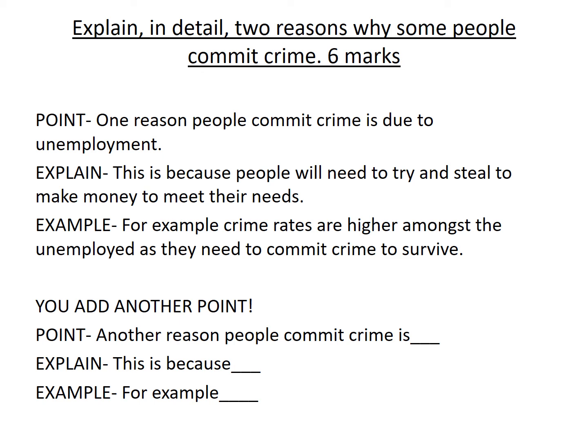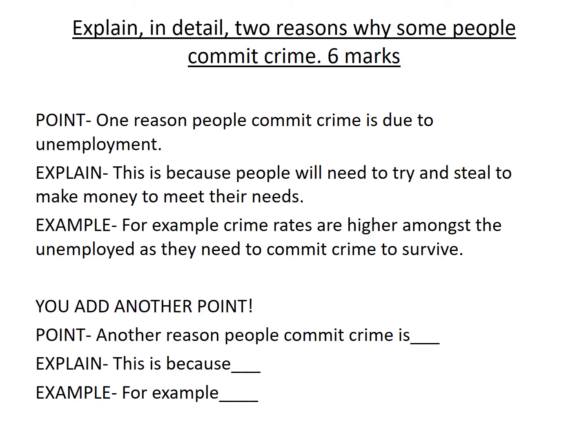So you just need to add another point in. So another reason people commit crime is, so try and give another reason, this is because, and then try and give an example. So think about what we discussed at the start in terms of why people commit crime. Use your case studies, use your categorisation of the reasons people commit crime to help you to complete the other paragraph.